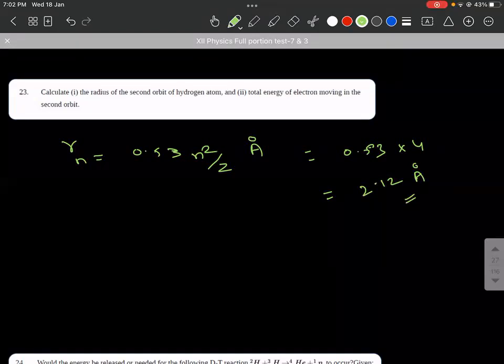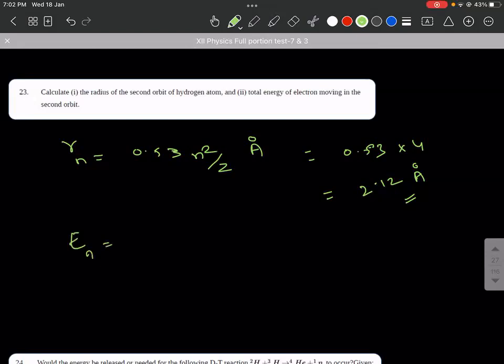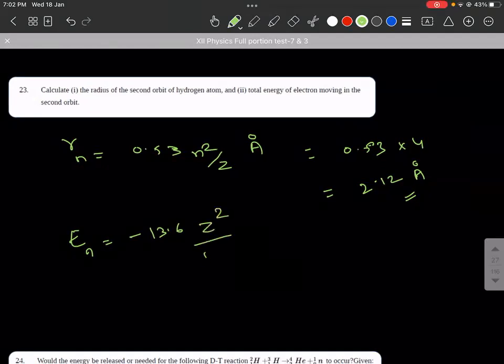Similarly, the total energy of the electron in the second orbit, En, is equal to minus 13.6 into z square divided by n square. So minus 13.6 into z square is how much? 1 divided by n square is 4. So it will be minus 3.4 electron volt. Am I right?